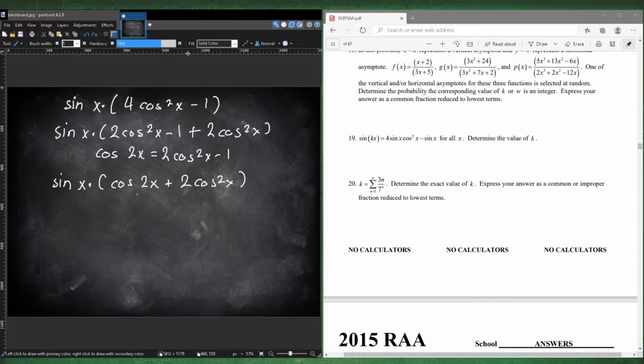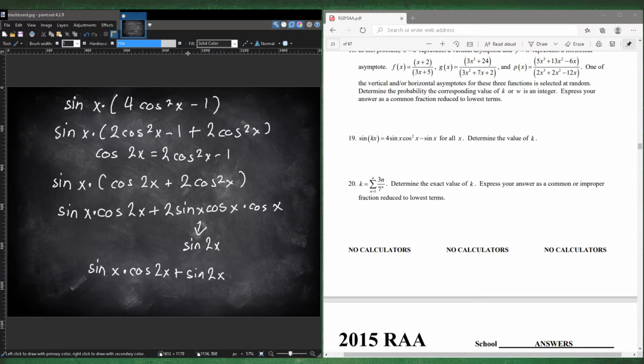Now I'm going to distribute this back in, so there will be sine of x times cosine 2x plus 2 sine of x times cosine squared of x, which I'm going to split up as cosine of x times cosine of x. The reason I did this is that 2 sine of x cosine of x is equal to sine of 2x. That's just the sine double angle. And now you see how this relates. So sine of x times cosine 2x plus sine of 2x times cosine of x. Well, what does this look like?